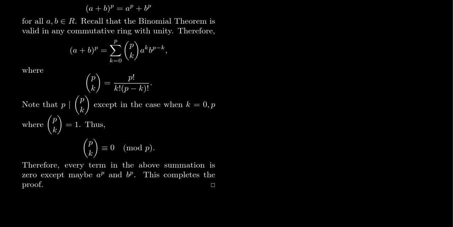So when you look at this expansion, all of the binomial coefficients are divisible by p, and therefore are congruent to 0 mod p, with the only exception being the first one, p choose 0, for which you're going to get a to the p power times b to the p minus 0 power, where a to the 0 power is 1.